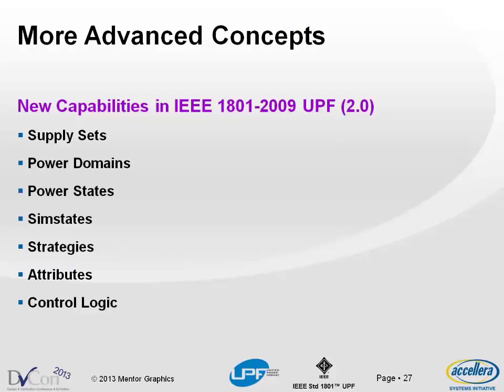We're going to talk about supply sets, which is the key new capability in UPF 2.0, and how that affects power domains, power states, this new concept of sim states, and also how it affects strategies. Supply sets are the main thing that is updating a lot of capabilities in UPF 2.0. We'll also talk a little bit about attributes and control logic.